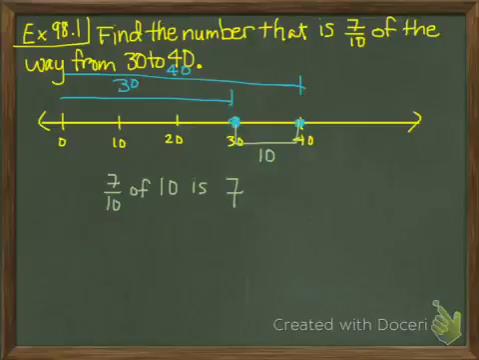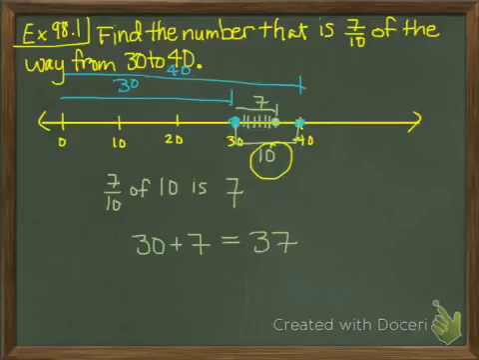So we need to figure out 7/10 of the distance from 30 to 40. Well, we know it's 10 units, and we need to figure out 7/10 of 10, and so we know 7/10 of 10 is 7. So we can just designate 7 spaces and mark that point, and that is 7 units away. So 30 plus 7 is 37. So the number that is 7/10 of the way from 30 to 40 is 37.